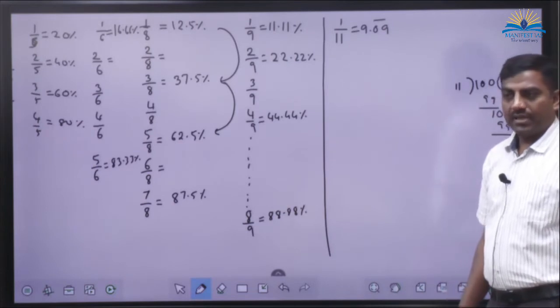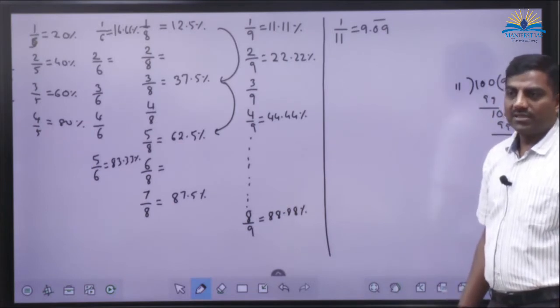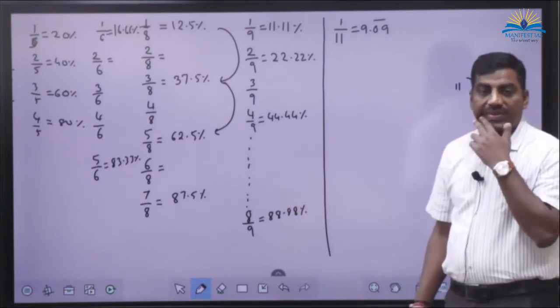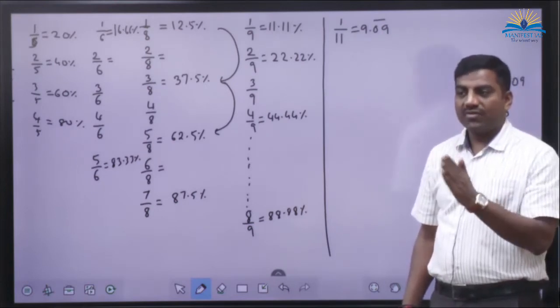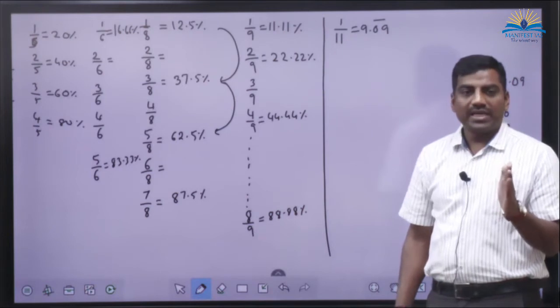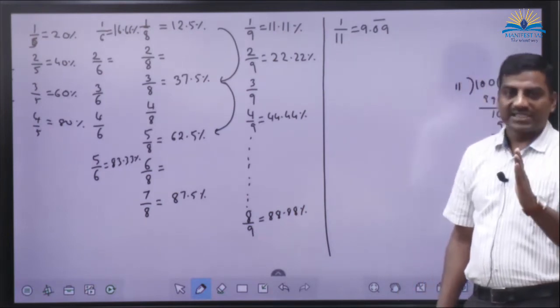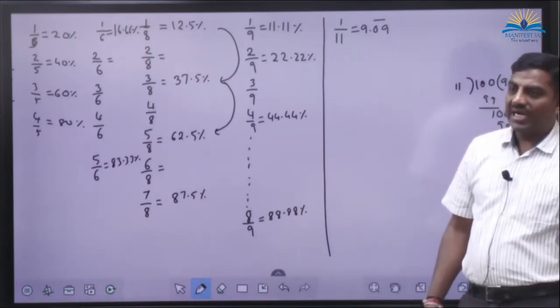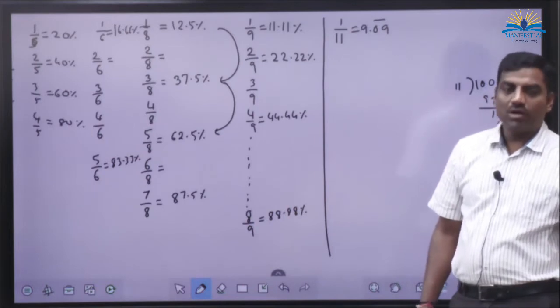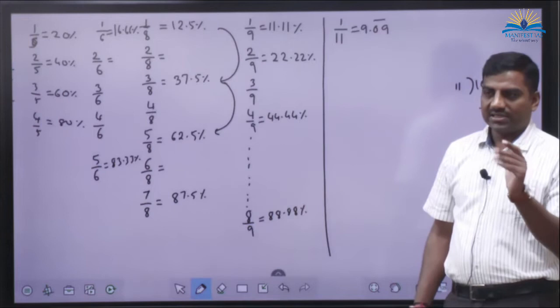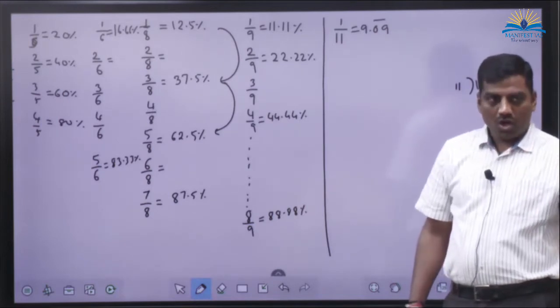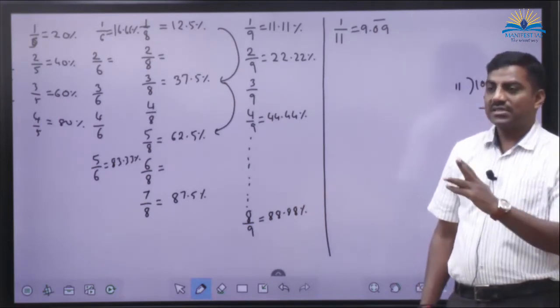If it is recurring, it is rational or irrational? If it is recurring also, if it is terminating also, we call that rational only. Non-terminating and non-recurring, we call that irrational. All the negations, non-terminating, non-repetitive, that is nothing but irrational.